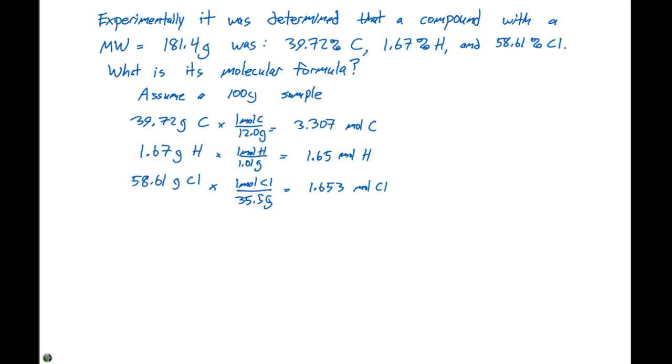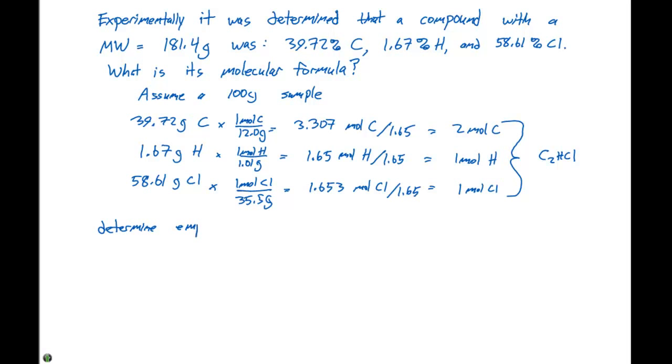Now that we have each of the moles of these components, we need to divide by the smallest number. That will be 1.65. So we need to divide all 3 of these by 1.65. This is going to give us 2 moles of carbon, 1 mole of hydrogen, and 1 mole of chlorine. That gives us an empirical formula from this data of C2HCl.